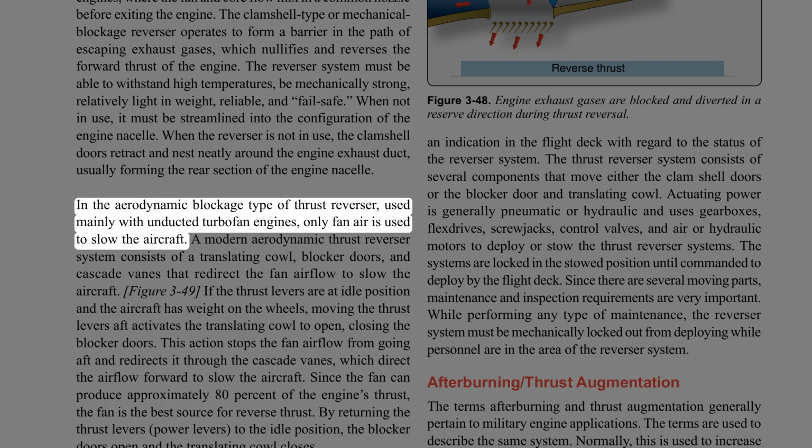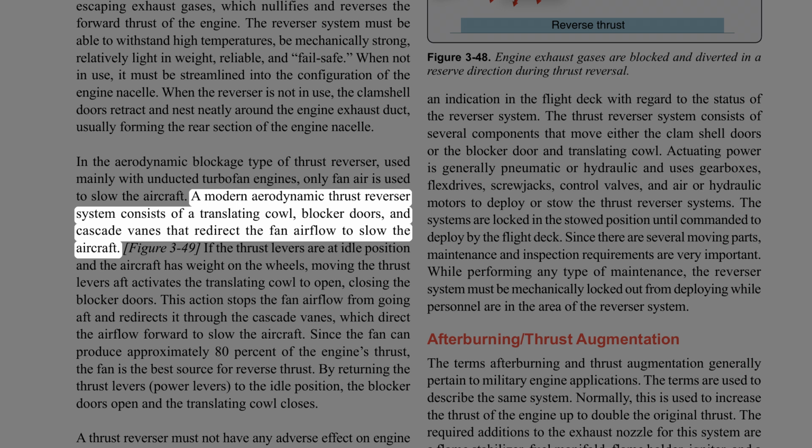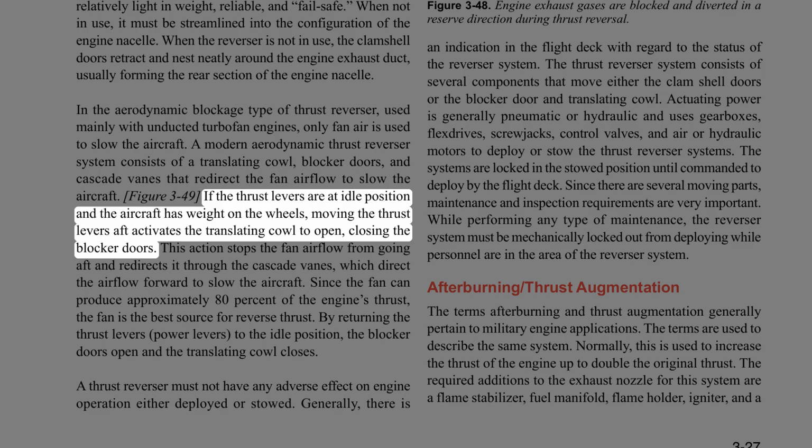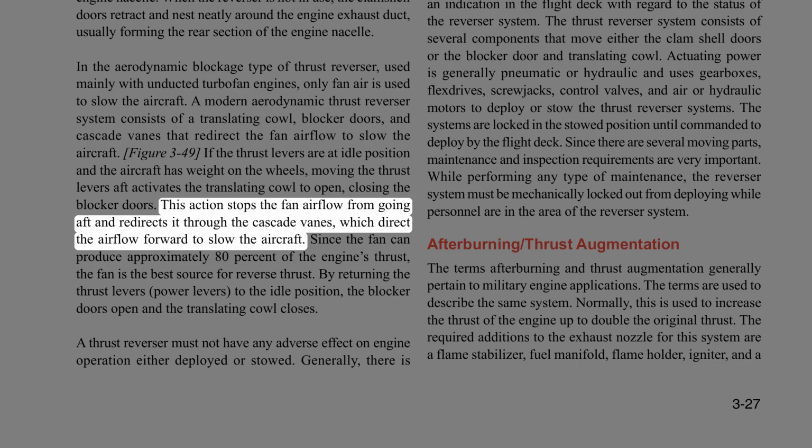In the aerodynamic blockage type of thrust reverser, used mainly with unducted turbofan engines, only fan air is used to slow the aircraft. A modern aerodynamic thrust reverser system consists of a translating cowl, blocker doors, and cascade vanes that redirect the fan airflow to slow the aircraft. If the thrust levers are at idle position and the aircraft has weight on the wheels, moving the thrust levers aft activates the translating cowl to open, closing the blocker doors. This action stops the fan airflow from going aft and redirects it through the cascade vanes, which direct the airflow forward to slow the aircraft.